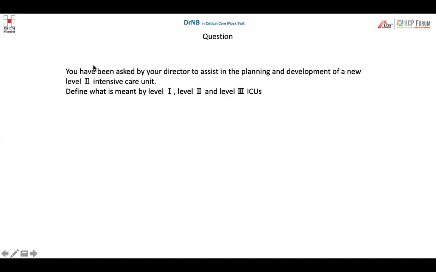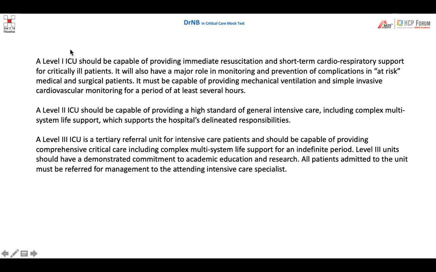You have been asked by your director to assist in planning and development of a new level 2 ICU. Define what is meant by 1, 2, and 3 level ICUs, that are levels of ICU. So level 1 ICU is one which is capable of providing immediate resuscitation and short-term cardiorespiratory support for the critically ill patients. It will also have a major role in monitoring and prevention of complications in at-risk medical and surgical patients. It must be capable of providing mechanical ventilation, simple invasive cardiovascular monitoring for a period of at least several hours.